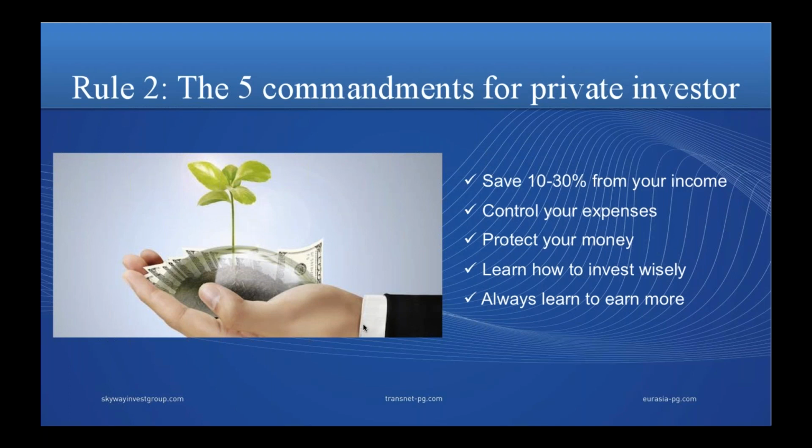Rule number 2, the 5 commandments for a private investor. These are very simple and very obvious rules. Number 1, you need to save anything from 10 to 30% of your income. So every month, when you receive your salary, you pay yourself, which means that you put this 10%, to start with, aside, and you look to reinvest this money. We will discuss different instruments again, but make it a habit. At least anything from 10 to 30% of your income you need to reinvest.